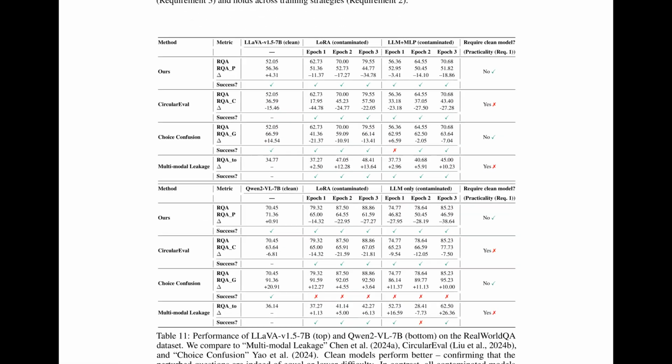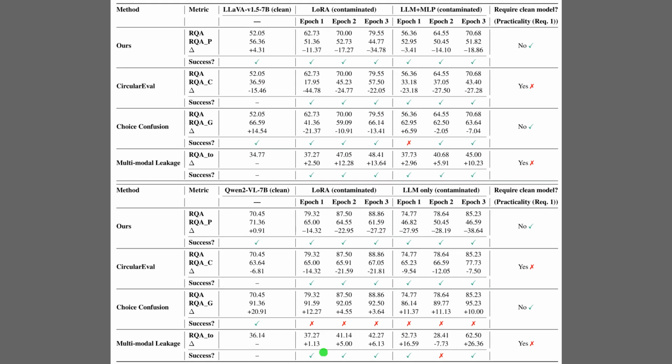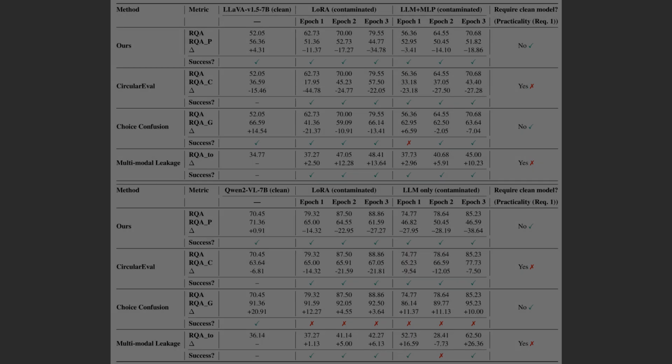Table 1 means the detector succeeds when contaminated models drop on perturbed questions, while clean ones stay steady or improve. The previous figure outlined the pipeline. This table presents outcomes across models and training styles, which matters because a reliable signal should not depend on internals. The top block shows consistent negative deltas for contaminated LLaVA with 1 to 3 epochs. The bottom block shows the same pattern for Qwen2 with LoRA and LLM only fine-tuning.